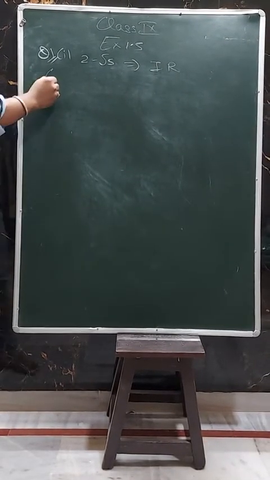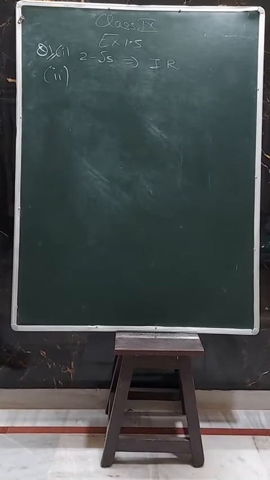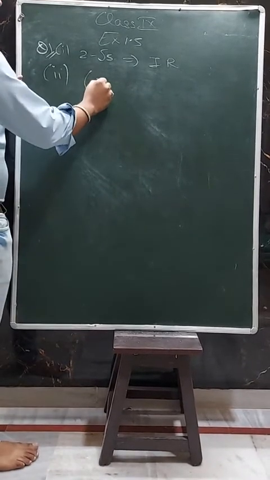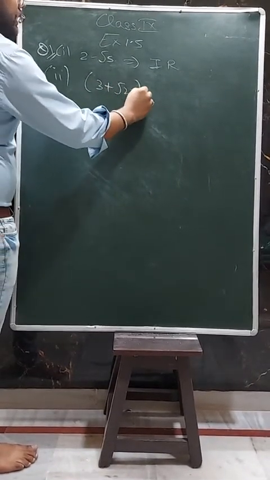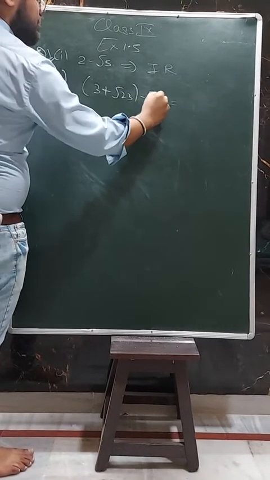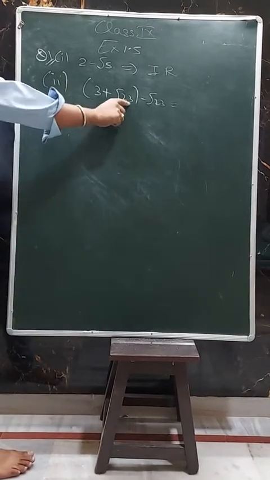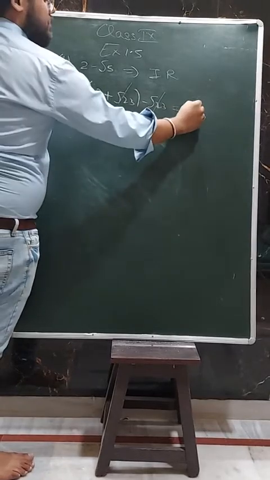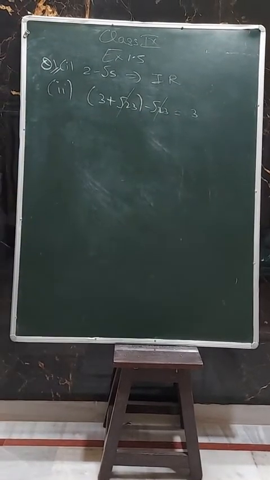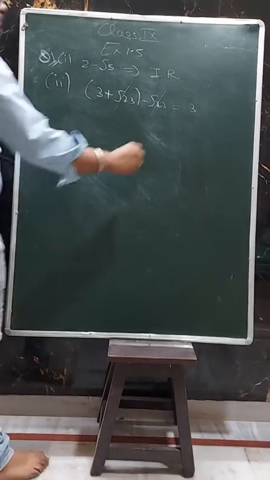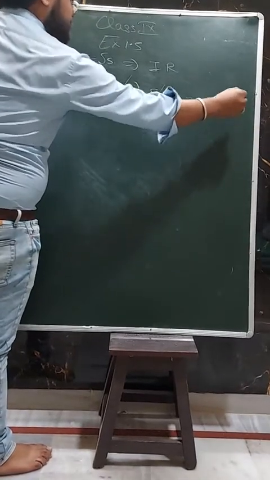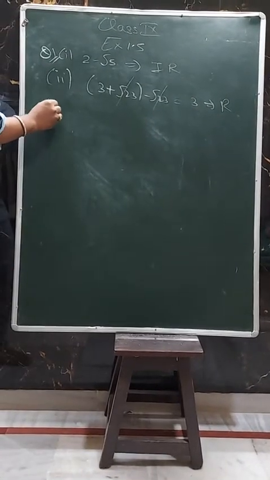Now second part, 3 plus root 23 and minus root 23. Now look at that. Plus root 23 minus root 23, we can cancel. The remaining is what? 3. Root is not there. So the number is a rational number. This is rational.